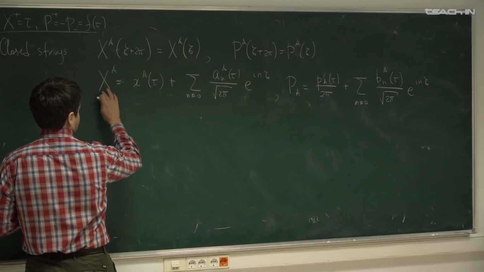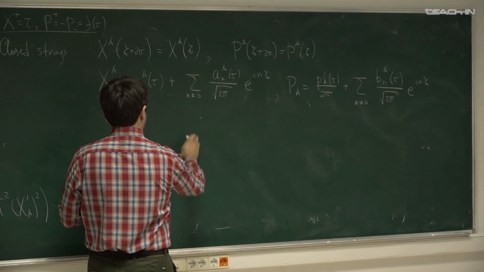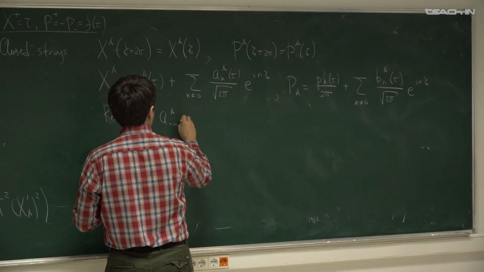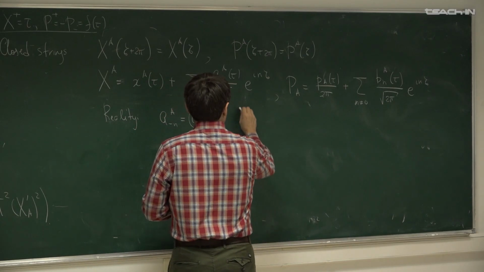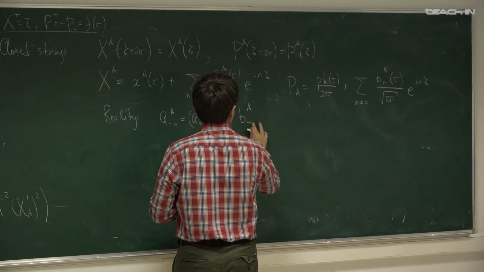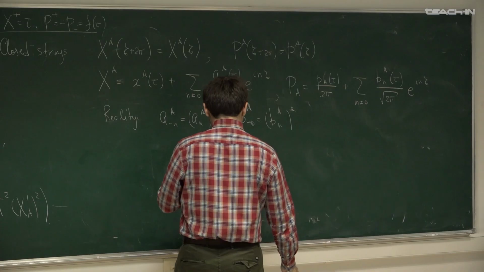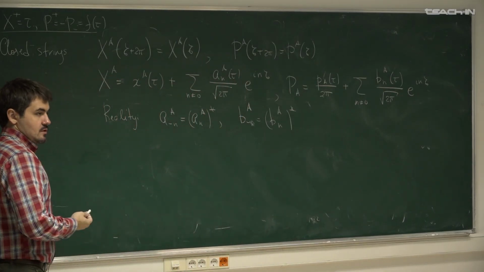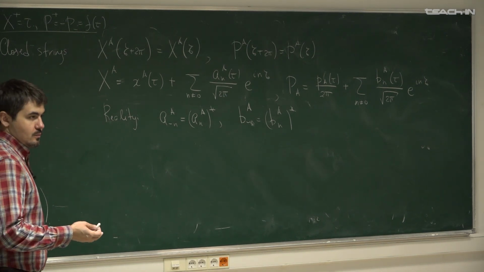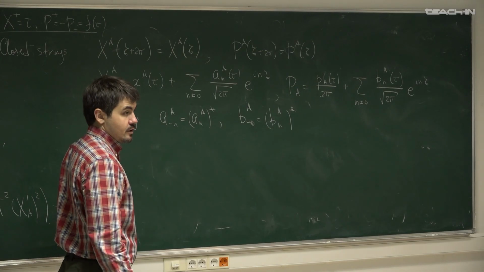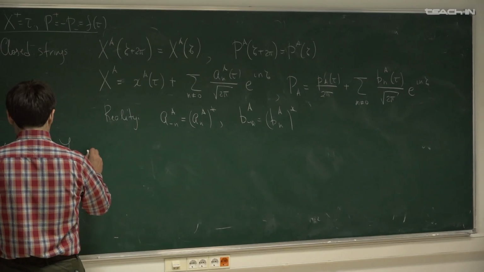So then there are some reality conditions. X and P are real. So that means that a_{-n}^A is a_n^A star, and b_{-n}^A is b_n^A star. And let us now substitute this into the Lagrangian that we had before and get rid of the sigma integral, right? Now we can do the sigma integral because we've expanded everything in explicit Fourier harmonics. So our Lagrangian will have the following form.